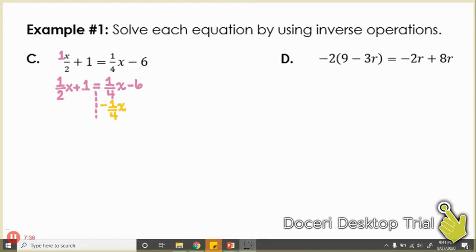1/4 x minus 1/4 x cancels out. And then I do have to remember how to subtract fractions. So I'm going to go off to the left-hand side. Right now, we are taking 1/2 minus 1/4. To subtract fractions, we have to have a common denominator. So I think about 2 and 4. If I count by 2s and I count by 4s, what number do they have in common first? They have a 4 in common first.